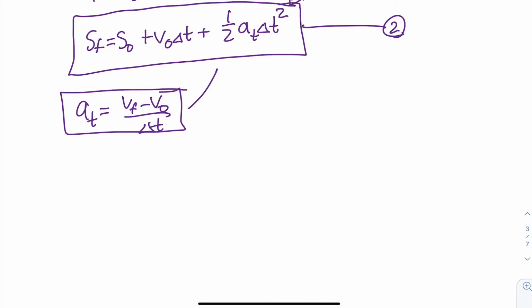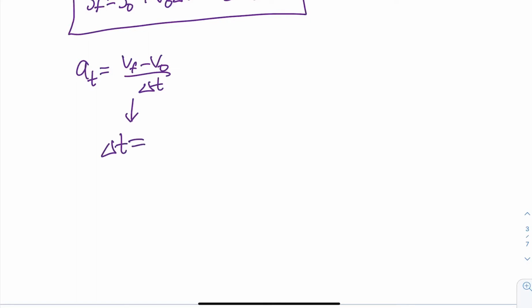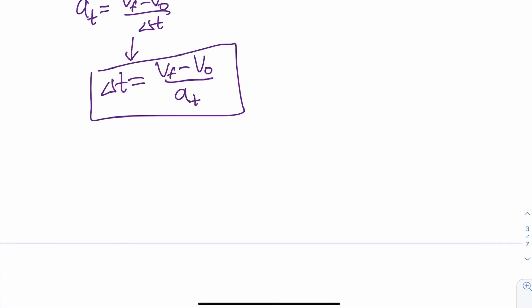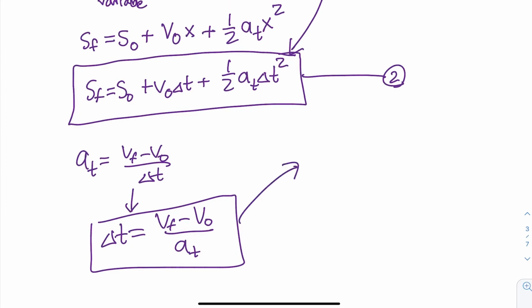Let's now rearrange this equation, and what we can say is that delta t is equal to Vf minus V aught over a_t. In this case, we are going to plug this newly manipulated equation into equation 2 for all the delta t's.